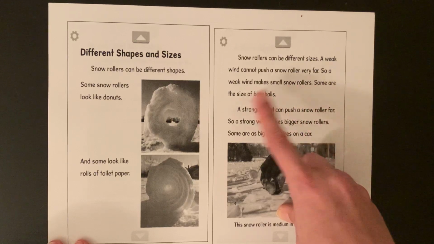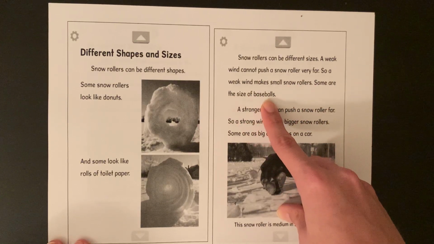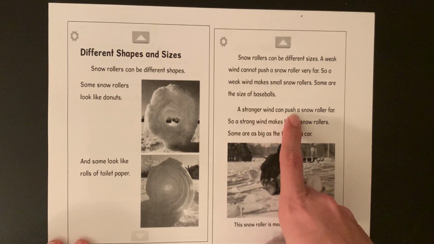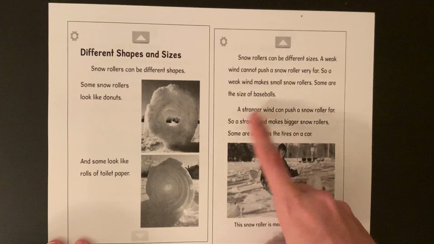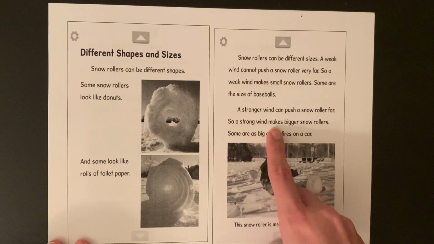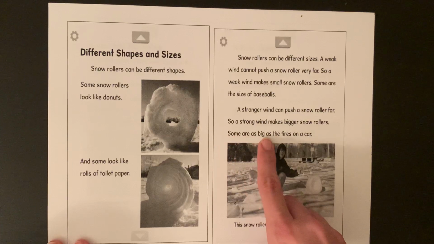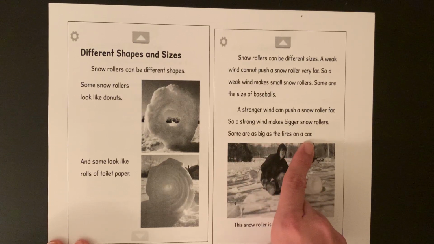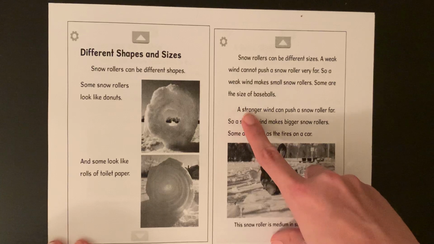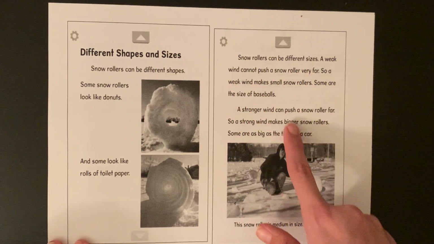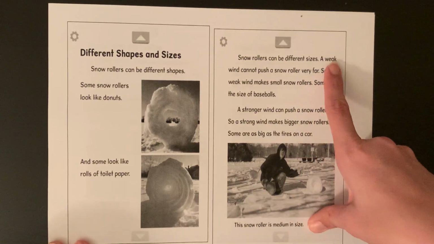Some are the size of baseballs. A stronger wind can push a snow roller far. So a strong wind makes bigger snow rollers. Some are as big as the tires on a car. So here we have strong wind and weak wind. So those must be opposites. That can help tell us what the word weak means also.